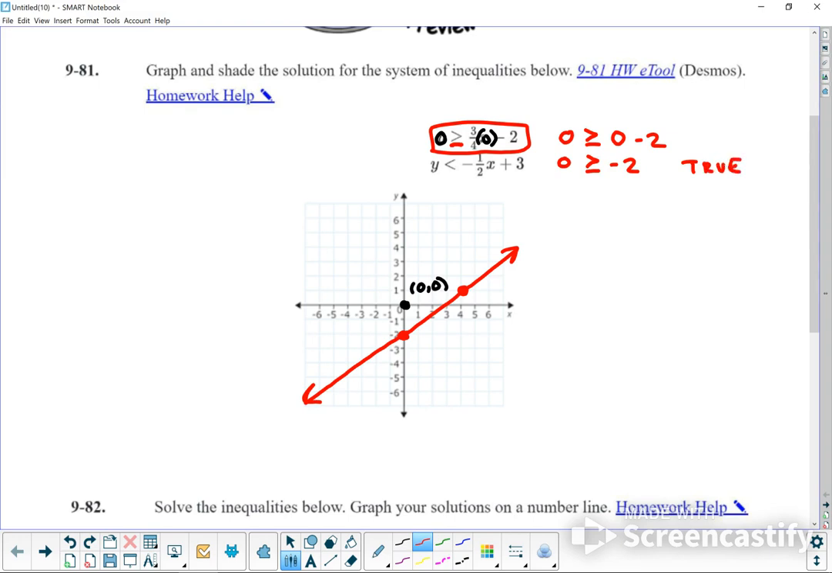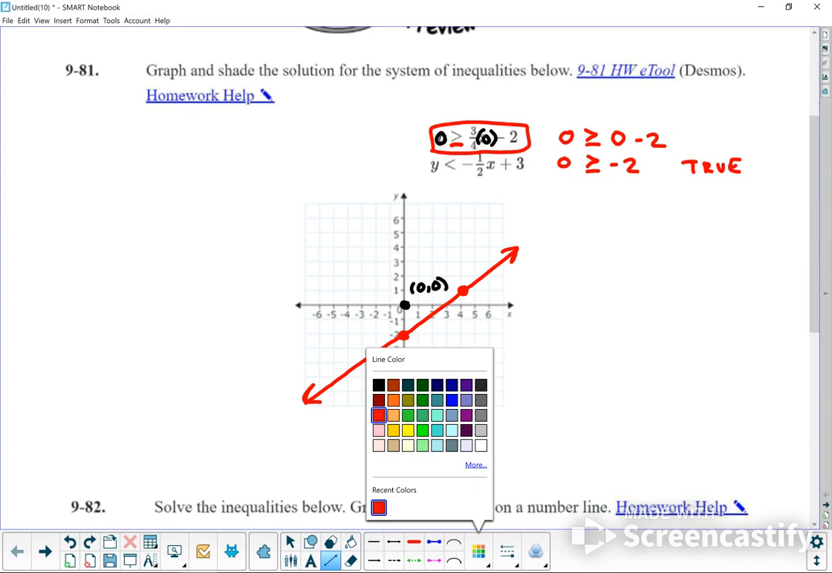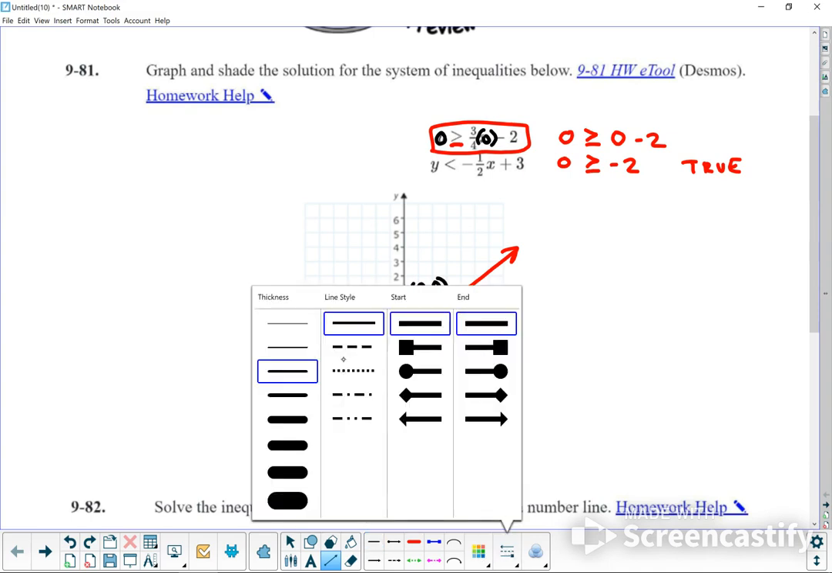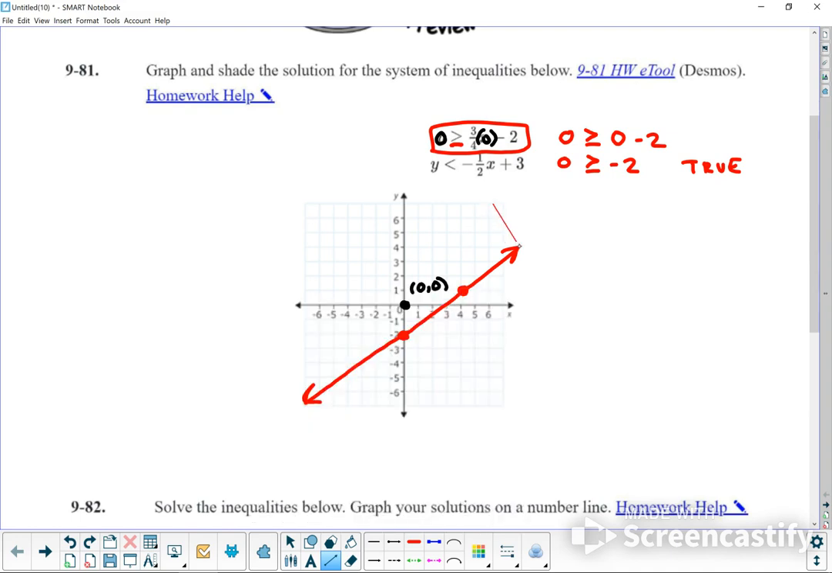So that means I would be shading on the same side as my 0, 0. So when I graph this, I would be shading on the same side as 0, 0. So I would be doing that, that, and that.